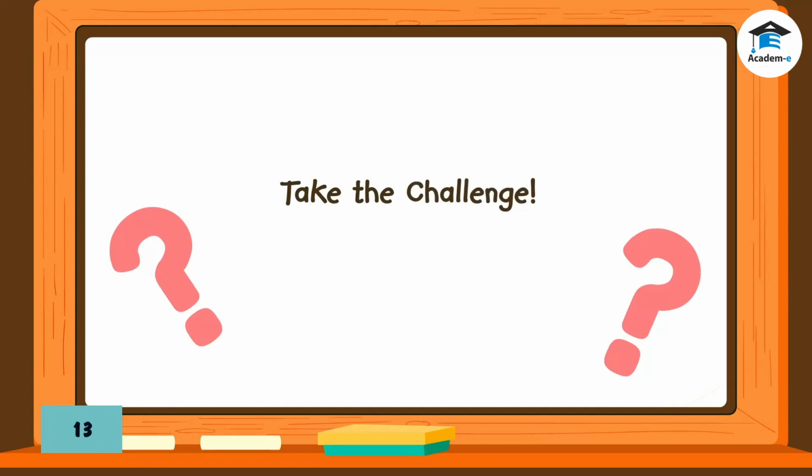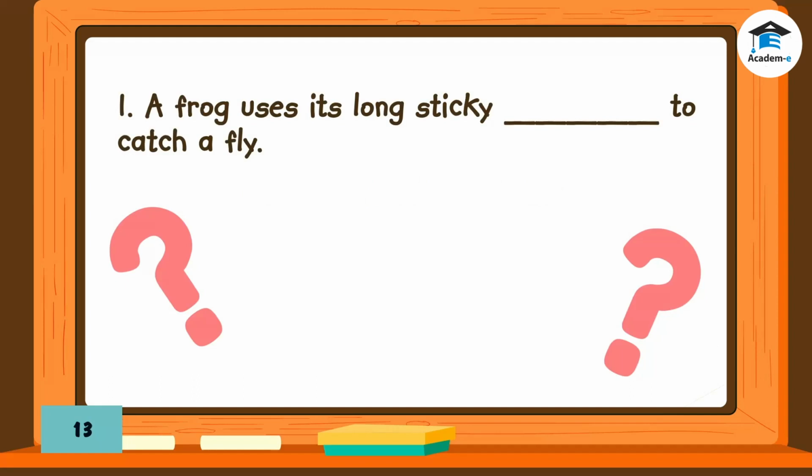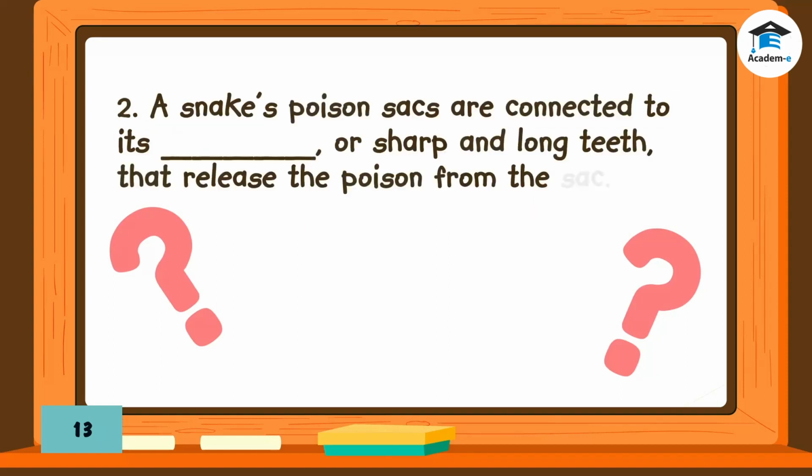To check how well you understood the lesson, let us have a short exercise. Complete each sentence. 1. A frog uses its long sticky blank to catch a fly. The answer is tongue. 2. A snake's poison sacs are connected to its blank, or sharp and long teeth, that release the poison from the sac. The answer is fangs.